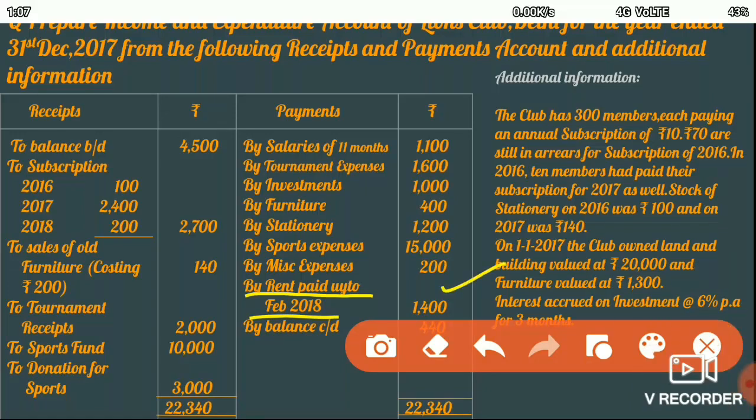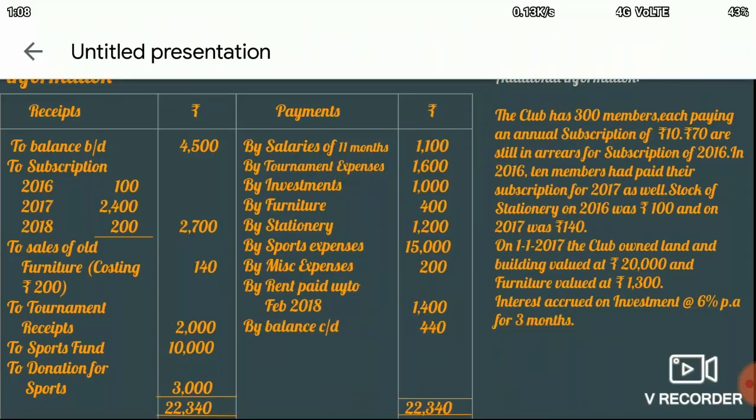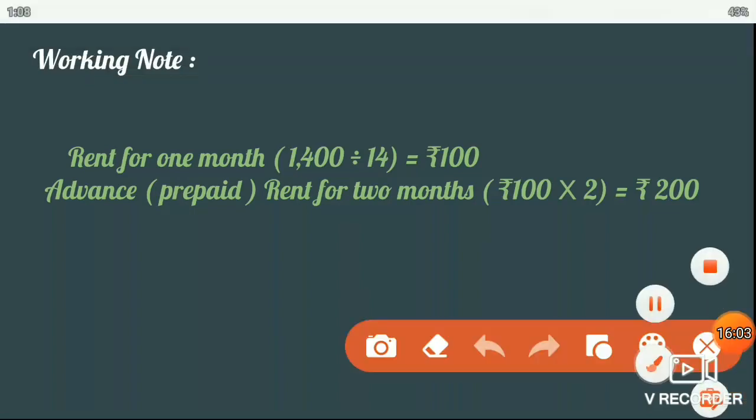This amount which is paid is actually for 14 months, because the organization has paid 12 months rent of the current year, and they have also paid 2 months rent in advance for the next year. That means for January and February. So the total month will come to 14. So this 1400 is for 14 months. So we have to remove this 2 months rent as it is for the next year. So we can calculate the prepaid rent.